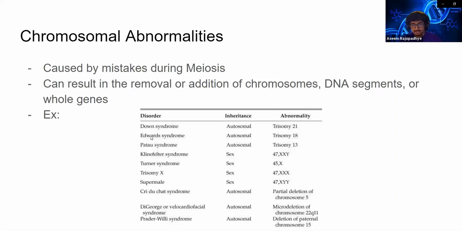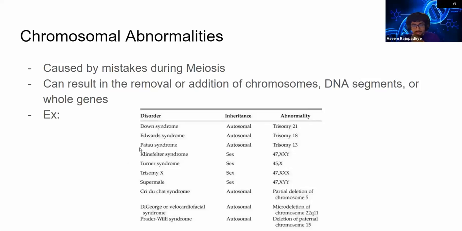We have Down syndrome, which is an autosomal disorder, so it's on an autosomal chromosome. The abnormality is trisomy 21. Trisomy means that you have 3 copies of the same chromosome. Each person normally only has 2 copies of the chromosome, but in some cases they have 3. Down syndrome results in slower mental development, slight physical deformities, and many other things. Edwards syndrome and Patau syndrome are also very similar. They have trisomies on chromosome 18 and chromosome 13.